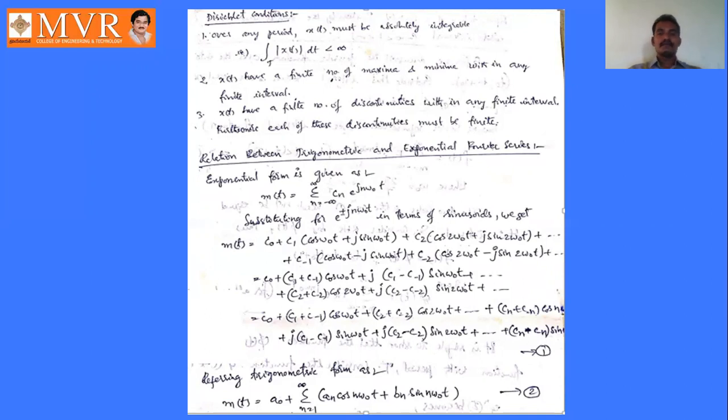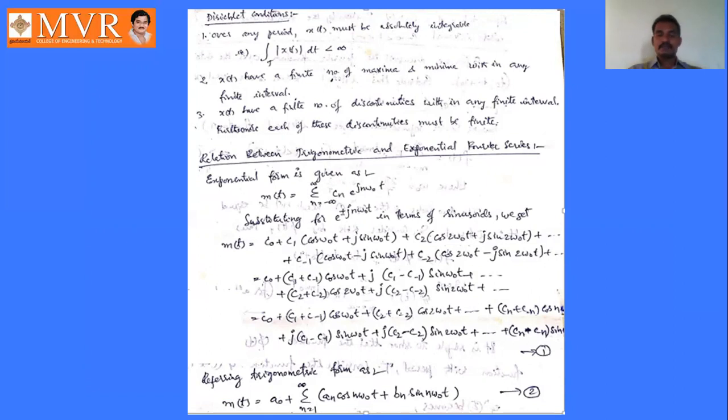Okay, we already know the trigonometric Fourier series and the exponential Fourier series. What is the trigonometric Fourier series? m(t) = a0 + sigma n=1 to infinity of (an cos n omega0 t + bn sin n omega0 t). Yes, that is the trigonometric form of the Fourier series.